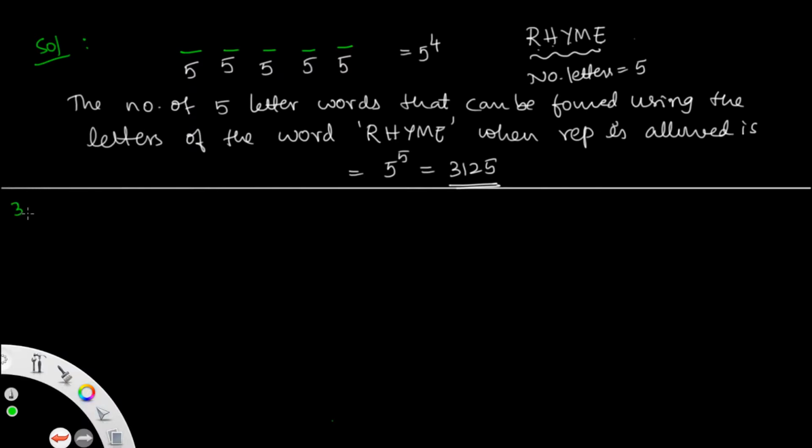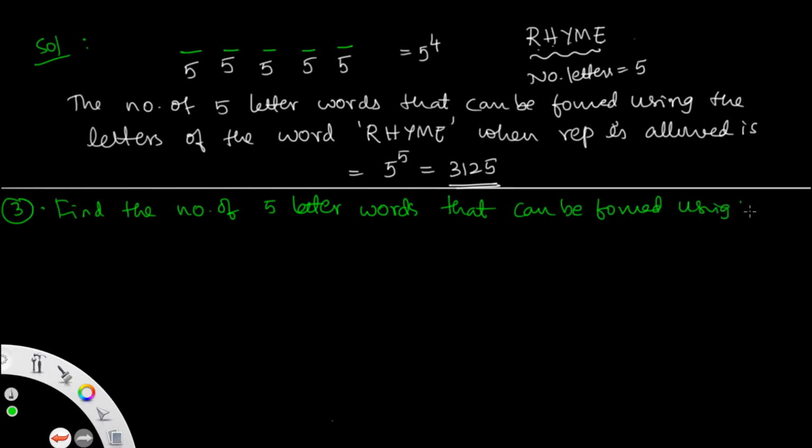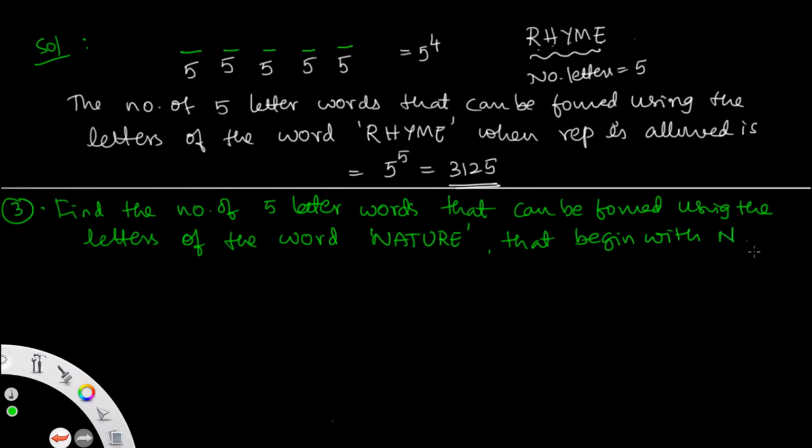That is the third question. Find the number of 5-letter words that can be formed using the letters of the word NATURE, that begin with N, when repetition of things is allowed. Same question, same similar method. The writing process takes so much time. A condition is given: that begin with N, when repetition is allowed.